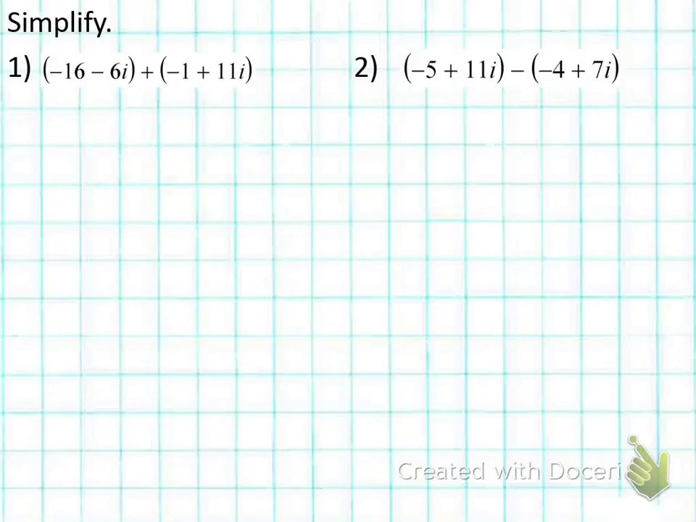So, number one, simplify, just watch right now. We've got negative 16 minus 6i plus negative 1 plus 11i. So the first thing I want to do is identify the operation. Okay, we have a plus sign here, so we're going to add this first binomial with the second binomial. So the first thing I'm going to do is work with my real numbers first, right? We know negative 16 is a real number, so we have negative 16 plus negative 1. I'm good at integers by now. Negative 16 plus negative 1 is negative 17, and I'm done.